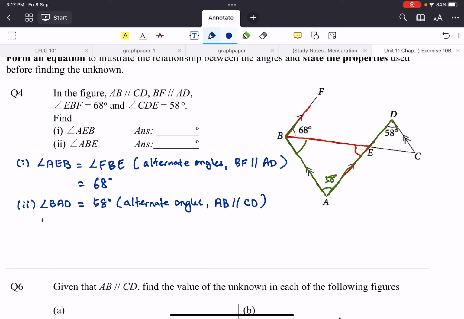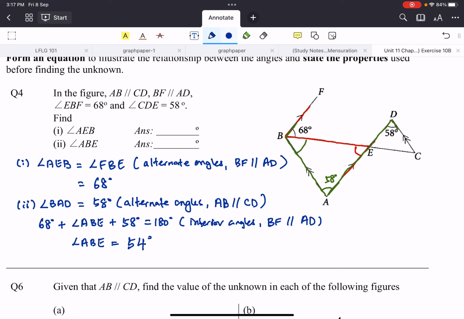So we have 68 degrees plus angle ABE plus 58 degrees is equals to 180 degrees. And the reason, they are interior angles, whereby BF is parallel to AD. Okay, so you work this one out. Angle ABE will be equal to 180 minus 58 minus 68. That gives us 54 degrees. Okay, right, let's move on to the next question.